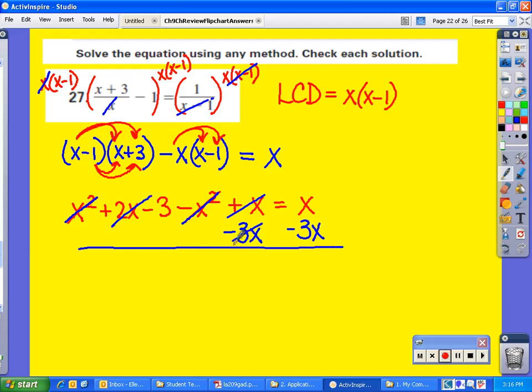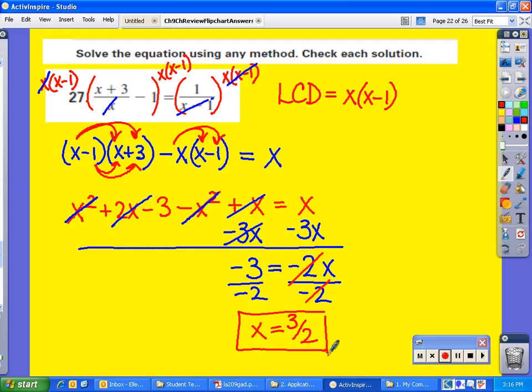X's are gone, and we have negative 3 left on the left side, and we have negative 2x on the right side. To solve for x, we'll just need to divide by negative 2. And we get x equals 3/2. Remember to go back up to our top equation and make sure that an x of 3/2 does not cause our denominator to go to 0 in any way.